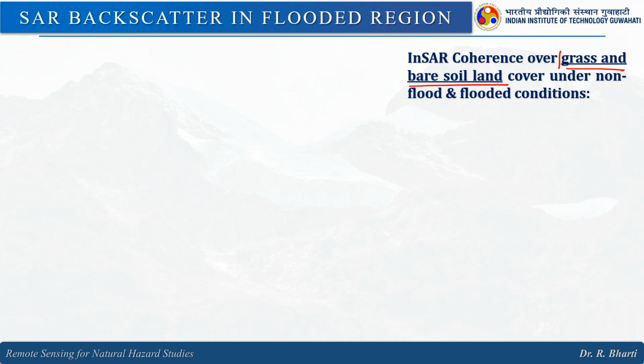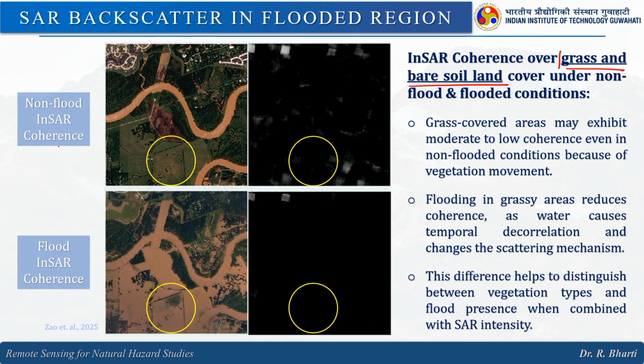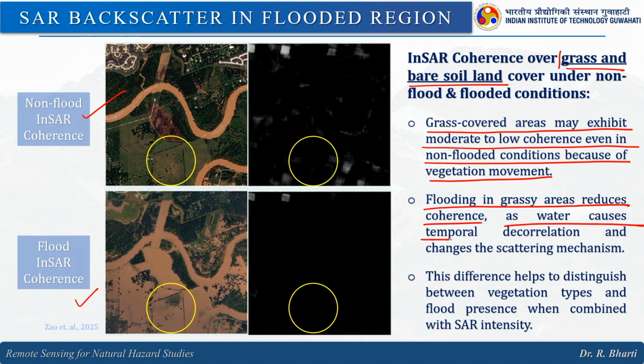So, when we have grass and bare soil land, how does the microwave remote sensing data set appear? This is the normal condition, right, this is the flood condition, right. Grass covered areas may exhibit moderate to low coherence even in non-flooded condition because of vegetation movement. Flooding in grassy areas reduces coherence as water causes temporal decorrelation and changes the scattering mechanism. This difference helps to distinguish between vegetation type and flood presence when combined with SAR intensity.